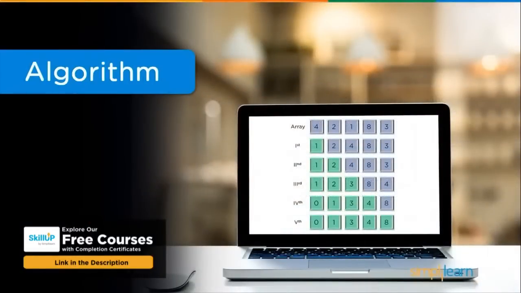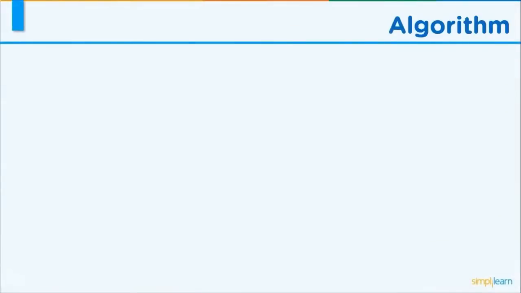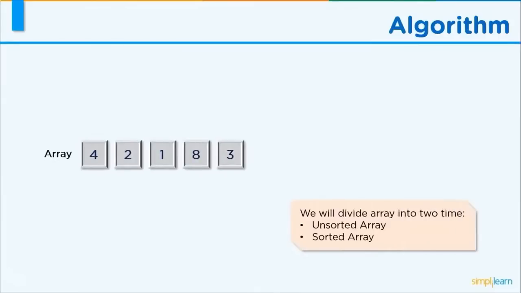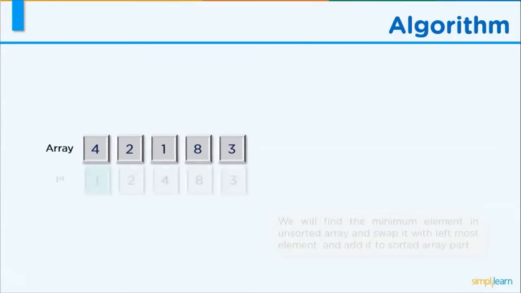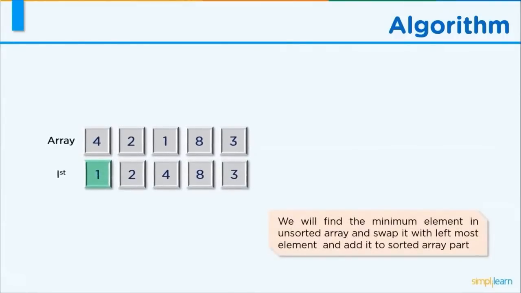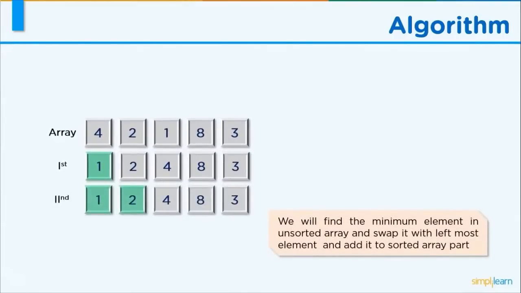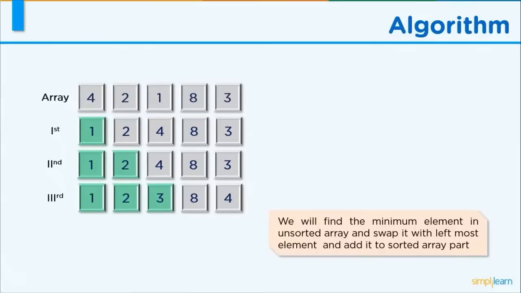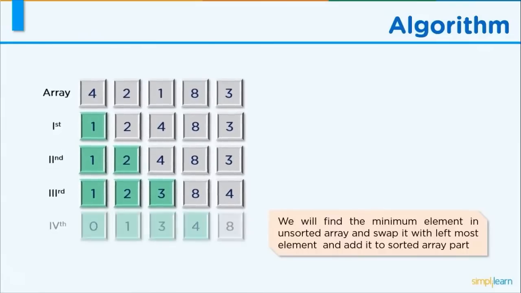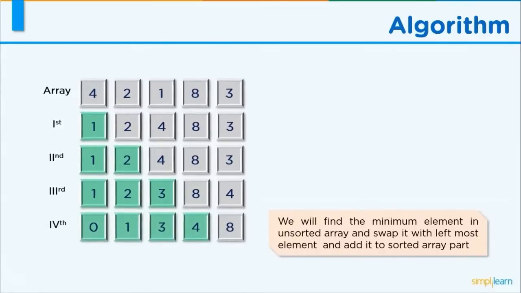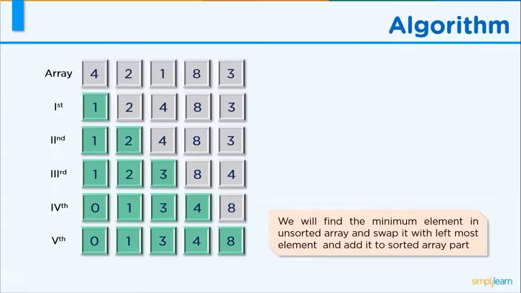Now let's discuss the selection sort algorithm. Let's say we have an array. First, we will divide this array into two subarrays, unsorted and sorted. Then, we will find the minimum element from the unsorted array and swap it with the leftmost element of this unsorted array. After that, we will add it to the sorted array. We will keep repeating this process until there are no elements left in the unsorted array.